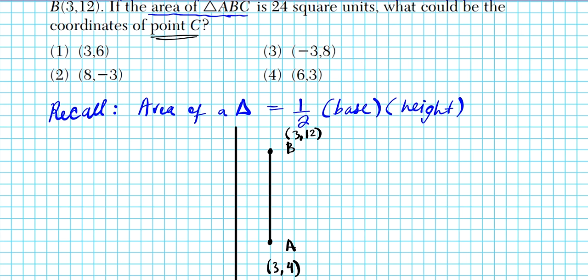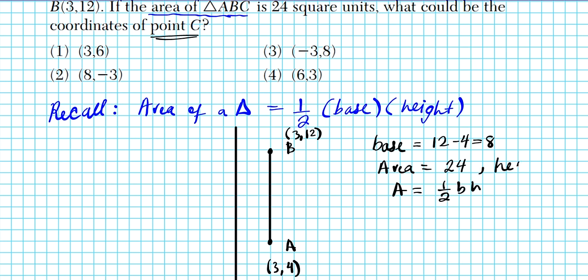The base is simply going to be the change in the y's, because you notice the x is uniform. So the base is going to be 12 minus 4, which is 8. So if the base of a triangle is 8 units long and the area is 24 units, can you find the height? Absolutely. So we have 1/2 b times h.